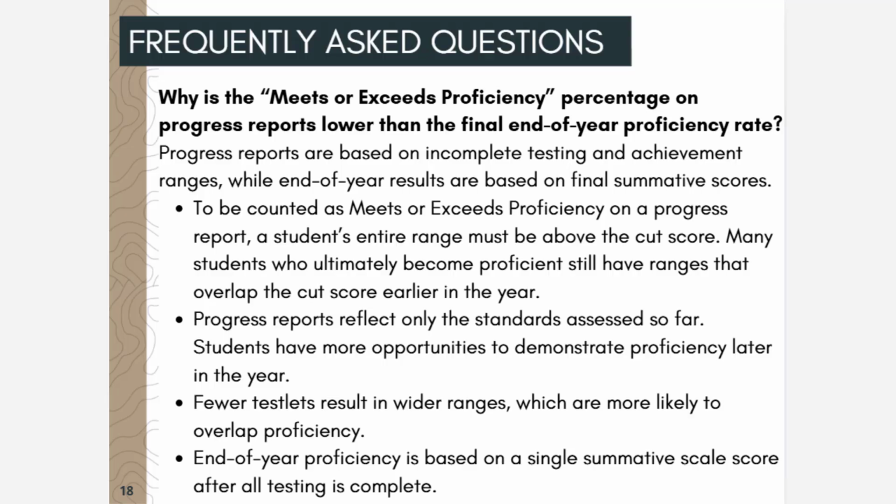And finally, why is the meets or exceeds proficiency percentage on progress reports lower than the final end-of-year proficiency rate? Progress reports are based on incomplete testing and achievement ranges, while end-of-year results are based on final summative scores. To be counted as meets or exceeds proficiency on a progress report, a student's entire range must be above the cut score. Many students who ultimately become proficient still have ranges that overlap the proficiency cut score earlier in the year. Progress reports reflect only the standards assessed so far.